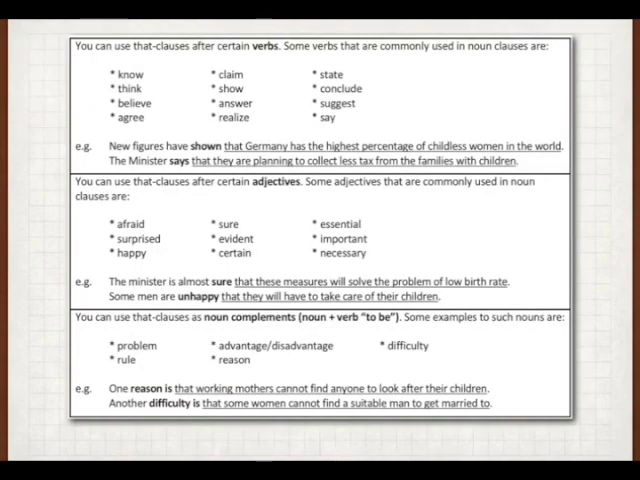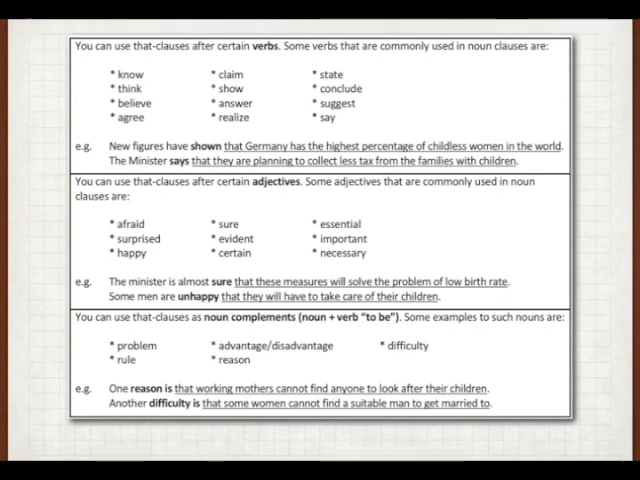Okay, let's continue on the handout. On the handout, this section is very useful. It says, you can use that clauses after certain verbs. Now, of course, you can use that noun clauses after many verbs, but these are the most commonly used verbs before noun clauses. Know, think, believe, agree, claim, show, answer, realize, state, conclude, suggest, and say. Now, these verbs are commonly used with noun clauses, but that does not mean that we only use these verbs. We can use many verbs with noun clauses.